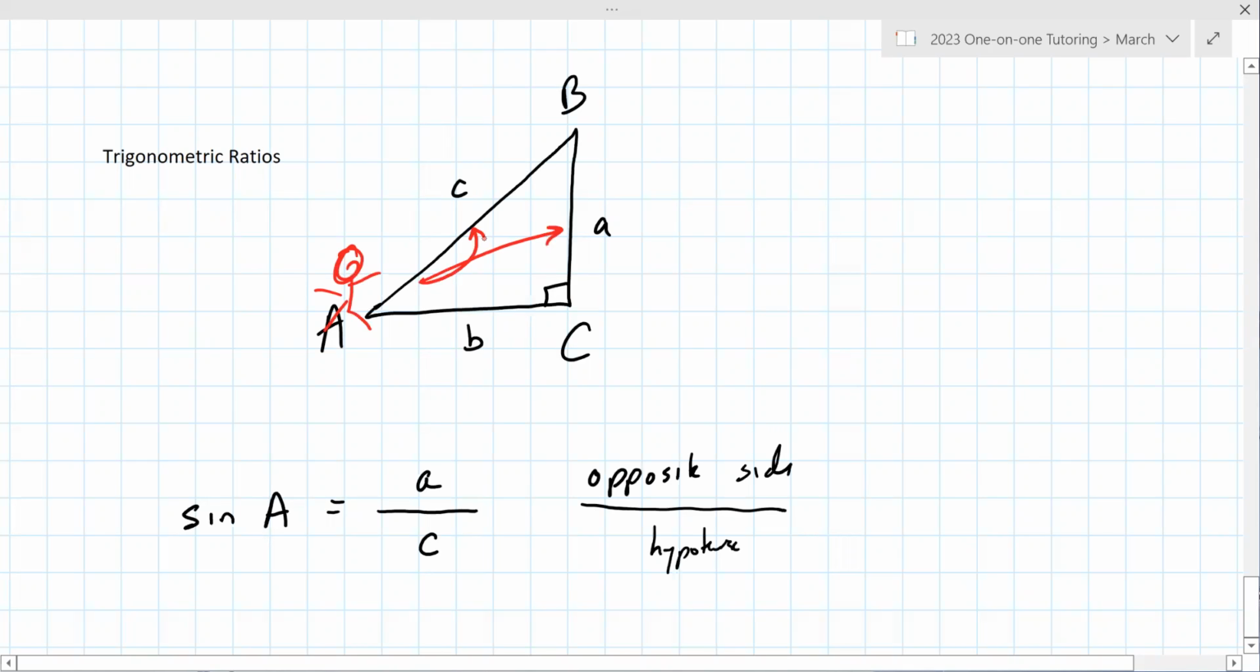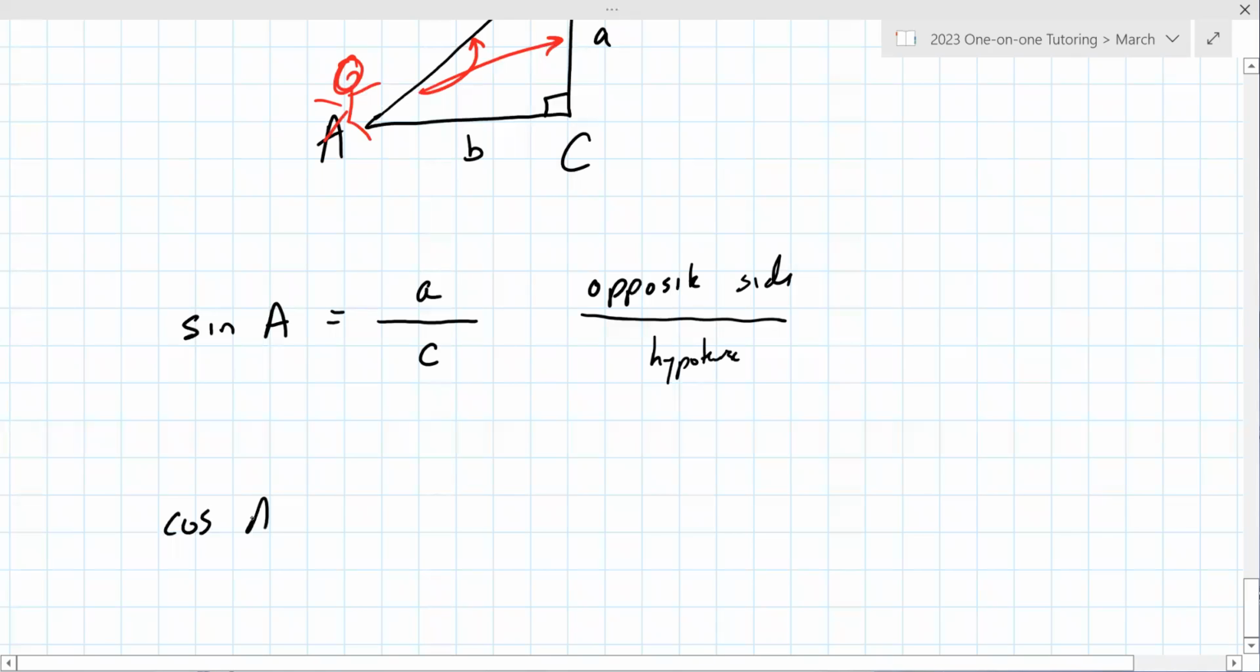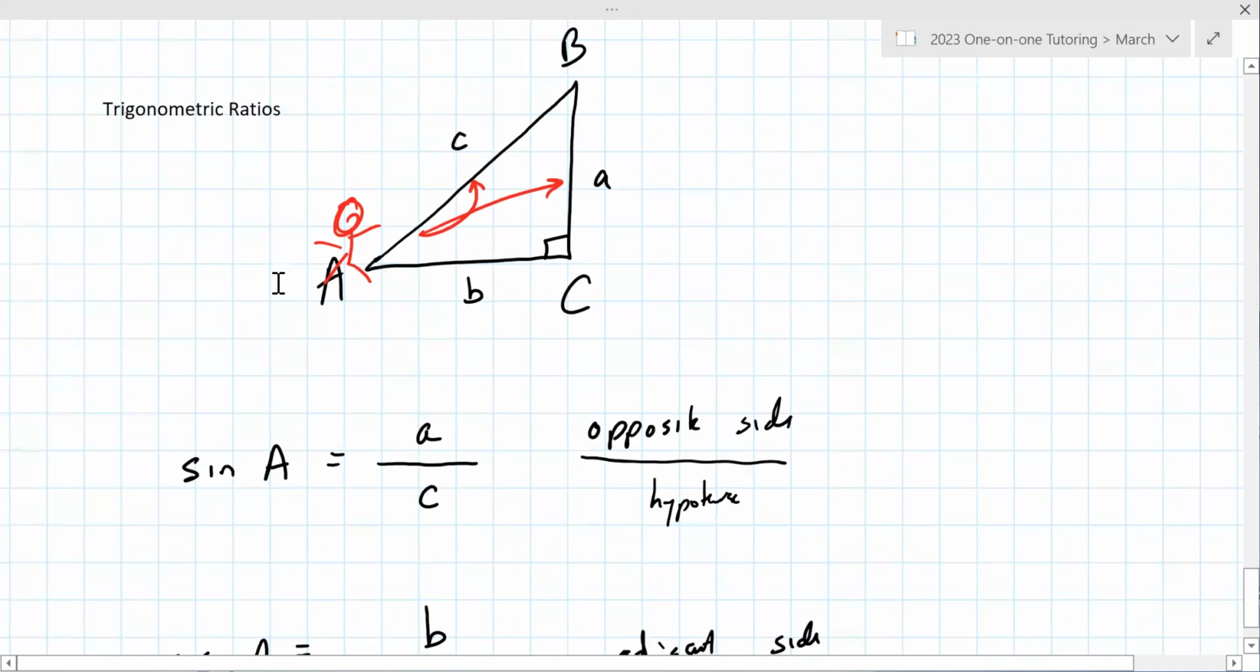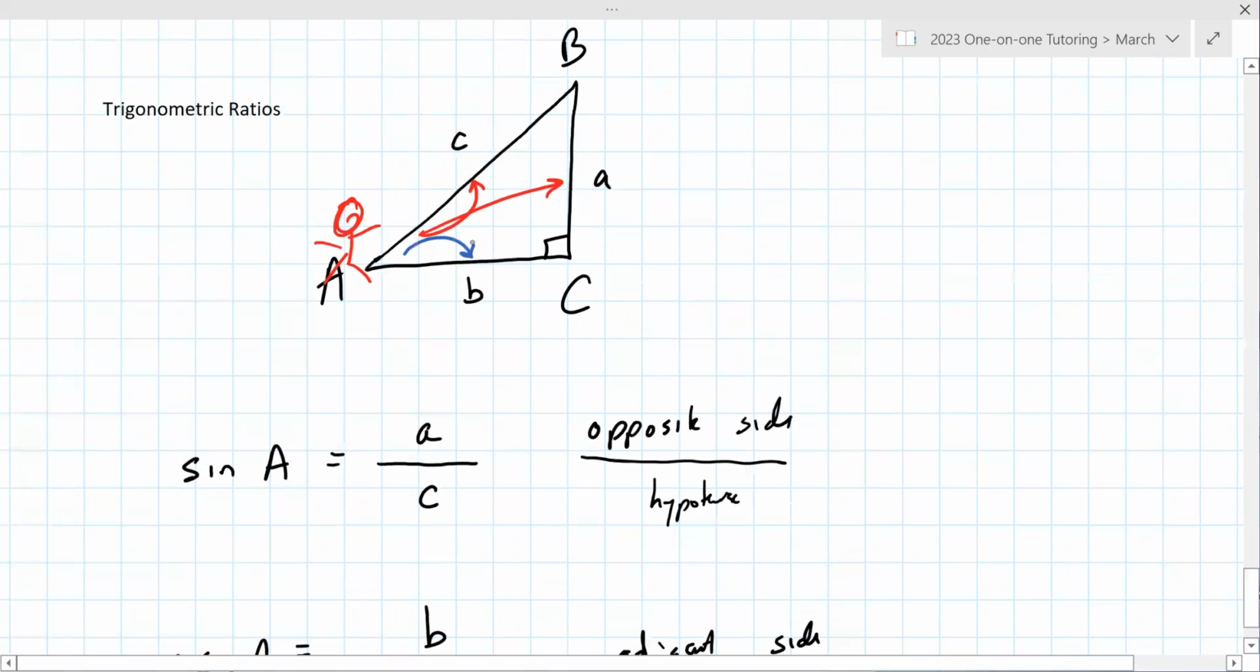The next one we're going to look at here is cosine. So the cosine of A ends up being the adjacent side over the hypotenuse. And you've never seen this before? Nope. Okay. So if you're standing there at A, the adjacent side is B. Now you might wonder, well, why isn't C the adjacent side? The word adjacent means next to, and you're kind of right. C is adjacent, but C is actually the hypotenuse. The longest side in the triangle is always the hypotenuse.